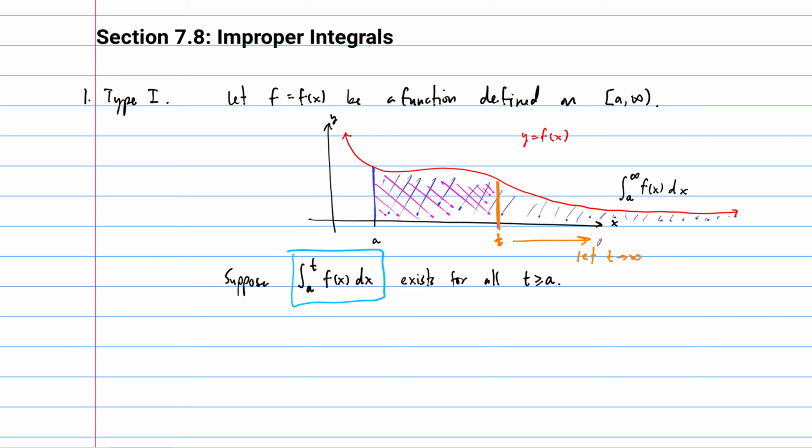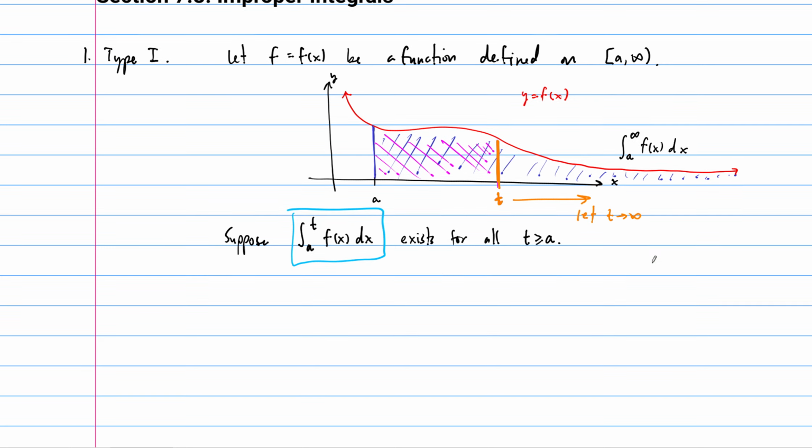So how are we going to do it? Like I said, we're going to take a limit. We define, and this is called a type 1 improper integral. By the way, the reason this is called improper is because the integral involves an infinity somehow. Type 1 integrals involve the infinity in the bounds of the integral. So we define the integral from a to infinity of f of x dx to be equal to the limit as t approaches infinity of the integral from a to t of f of x dx.